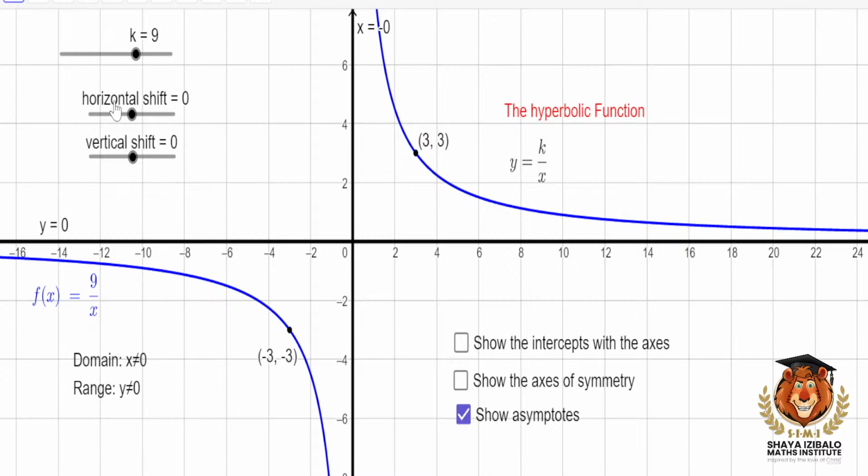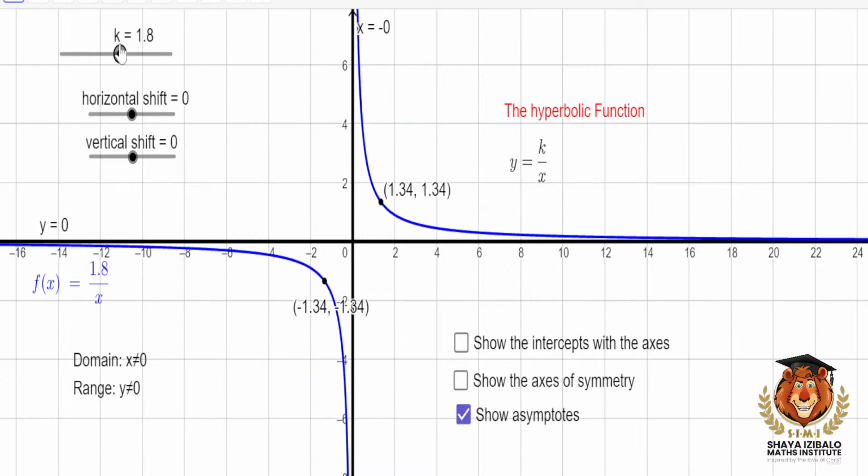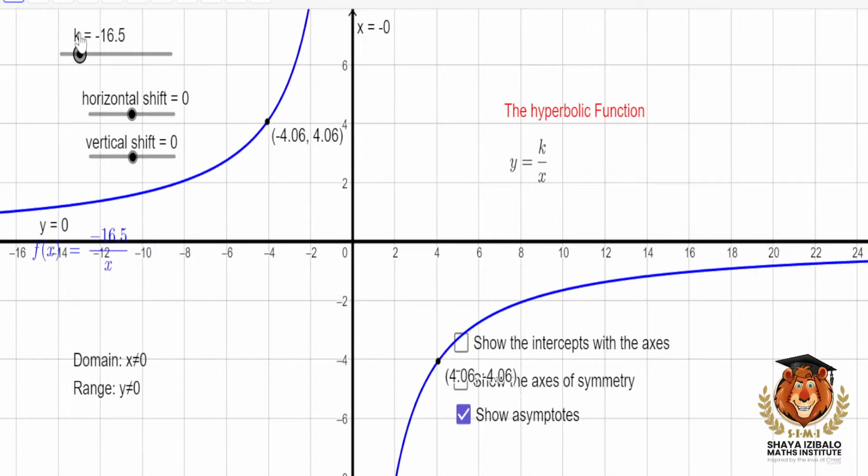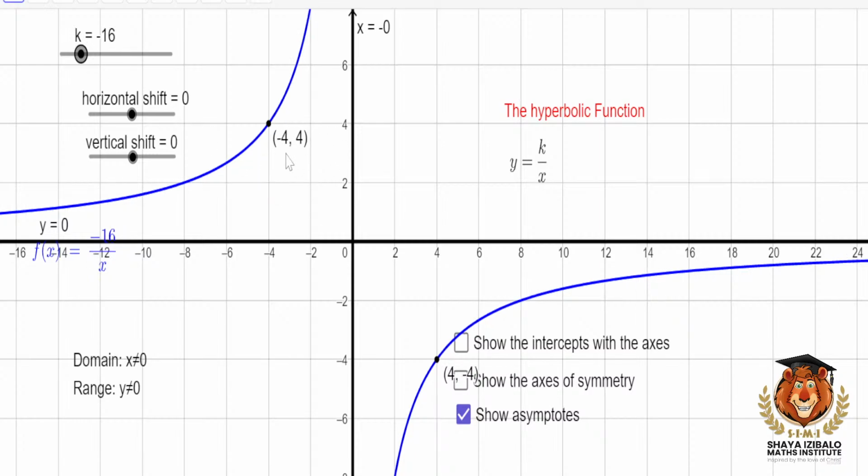But if I make k -9, this thing hops. I'm in fact going to make k -16. Now, if you square root 16, not -16, if you square root 16, then you get 4. And in this case, these salient points are -4 and 4, and 4 and -4.